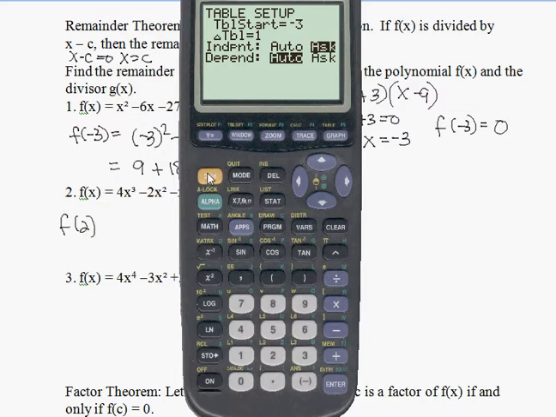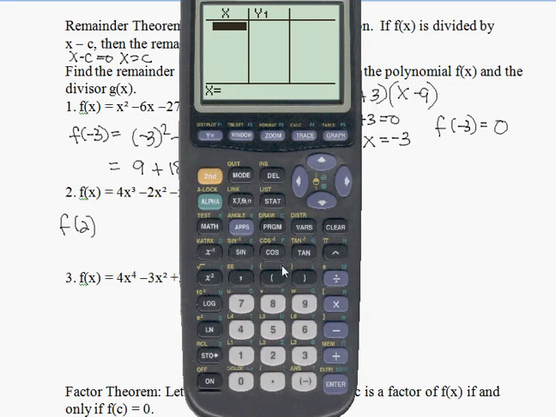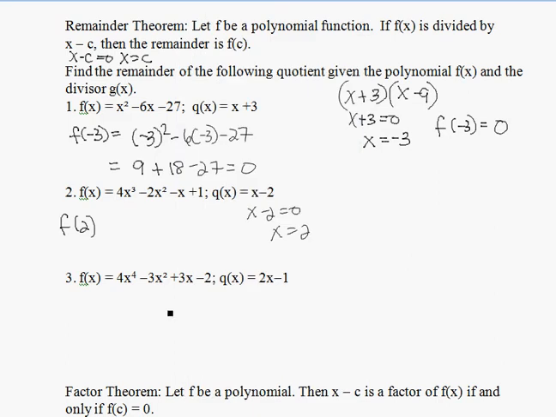So the table has been set, so now I go to table, and I plug in 2. The remainder is 23. So that means when I evaluate the function at 2, I get 23. And the remainder theorem says that if I were to divide x minus 2 into this polynomial, I would get a remainder of 23. We looked at this quotient in an earlier video. Let's take a look at what that remainder would be. Let me just set that up. So here's our function, and we're dividing 2x minus 1 into it.